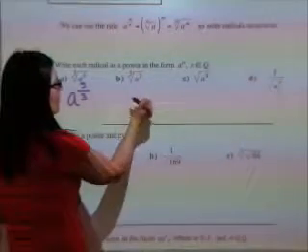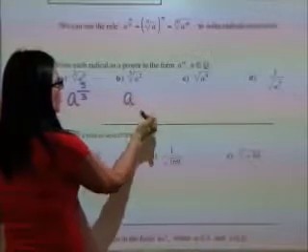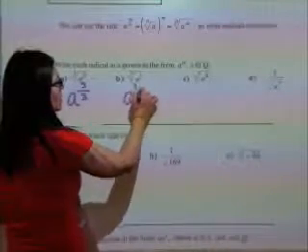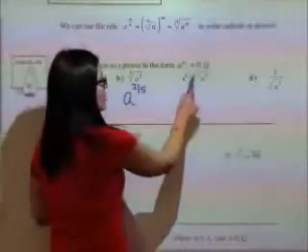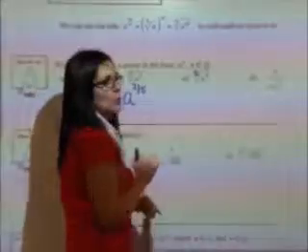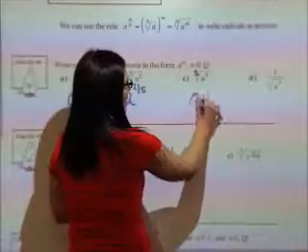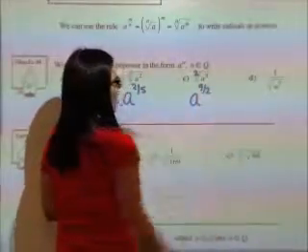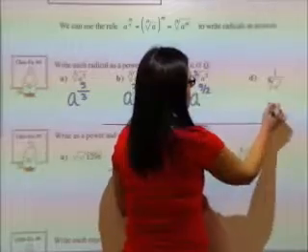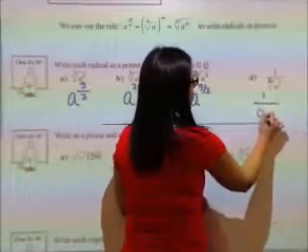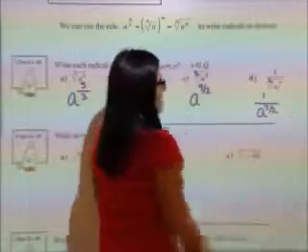So the 5th root of a squared would become a to the power of 2/5. With C, the trick to remember is if there's no index, it's actually the number 2. So this would become a to the power of 9/2. And finally with D, again, the index would be 2, and I'd have 1 over a to the power of 7/2.